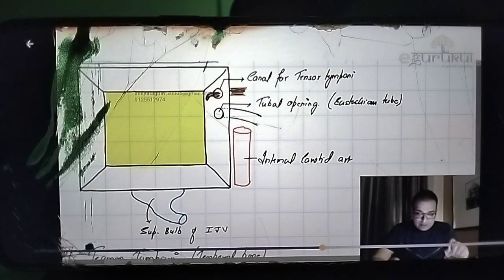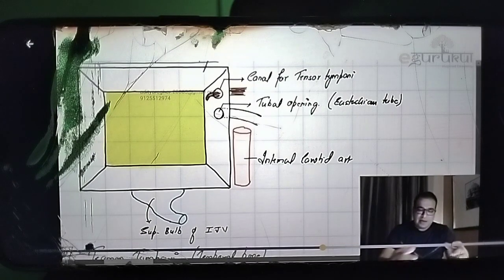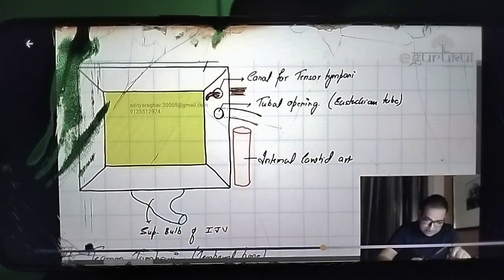Okay. Now there's another important thing, guys. This canal that you're looking at, which is the canal for tensor tympani, a small bony slab will also be seen extending in the form of this canal only. There's a bony slab which is seen. Let me draw it in this way. And this bony slab here, let me put a hash sign here. If you have space, you can do that. Otherwise, you can write that name also.